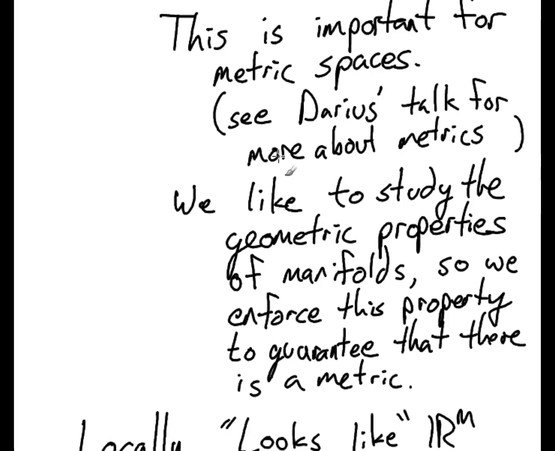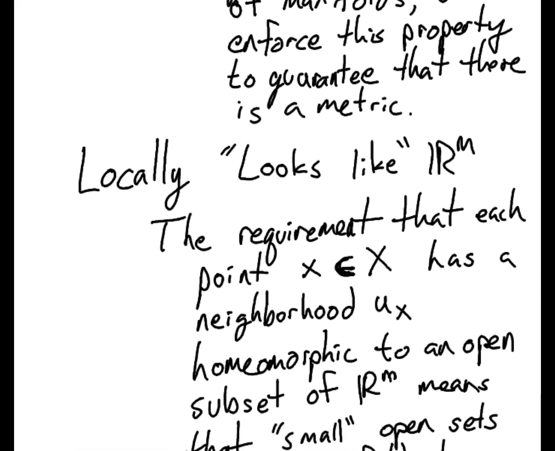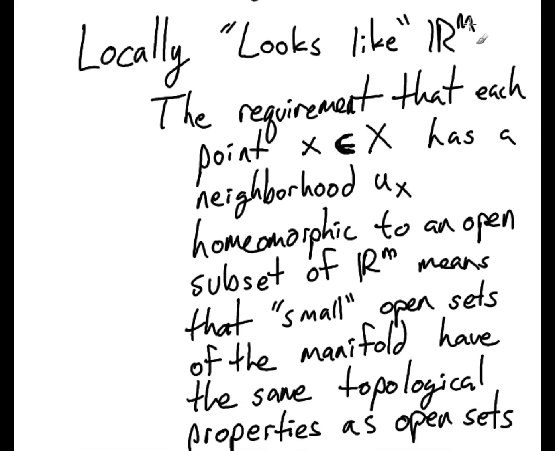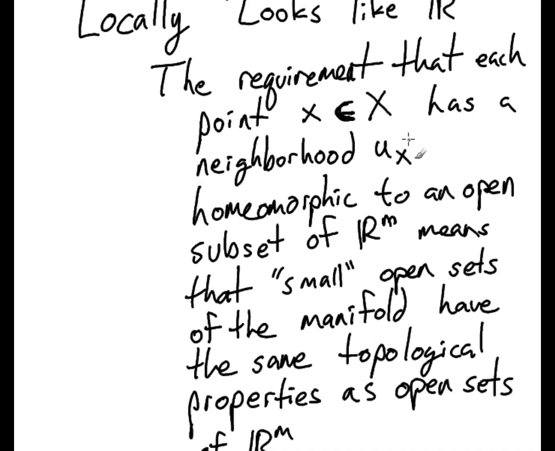So we need a countable basis. The third thing is that locally it looks like R to the M. This is the part where we say that every point in the manifold has some neighborhood homeomorphic to an open subset of R to the M. So it's not all neighborhoods of a point. After all, the entire topological space is an open set that contains our point. But we can choose some. Something small enough is usually the way that we think of it, where it is going to be basically flat as we need it to be.